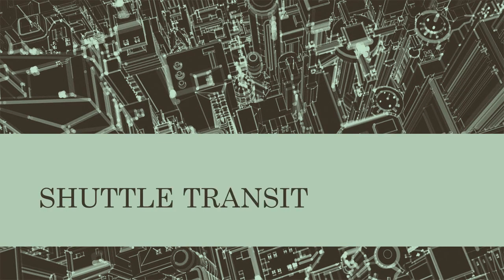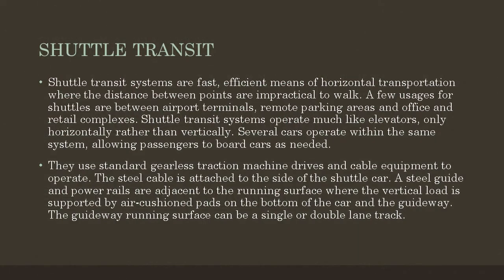Shuttle transit. They use standard gearless machine drives and cable equipment to operate. The cable is attached to the side of the shuttle car. A steel guide and power rails are adjacent to the running surface, where the vertical load is supported by air cushion pods at the bottom of the car and guideway. The guideway running surface can be single or double lane track. Shuttle services offer services such as circulating shuttles, demand response paratransit, special mobility services, and GT services.